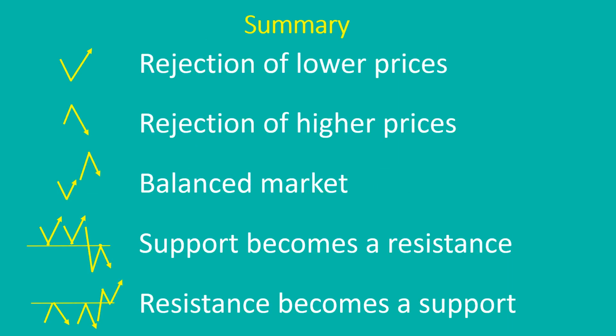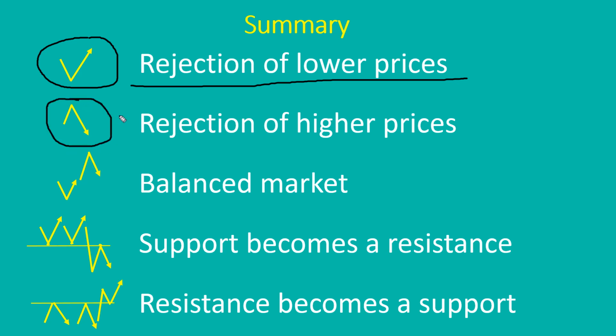So here is the little summary of the formations and of the rejections and how you can use the rejections in your real trading. So this is how the rejection of lower prices looks like. This is strong buyers rejecting lower prices, which is a sign of aggressive buyers. This is how rejection of higher prices looks like. It marks aggressive sellers rejecting higher prices.